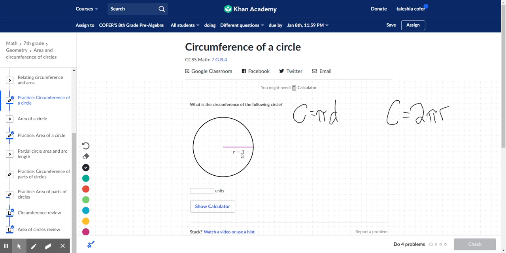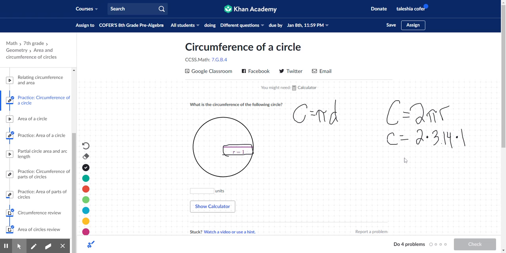I look over here and I see that they give me the radius right here. So I don't have the d, so I am going to use the one with the r for radius. Trying to find c, so I leave the c there. C is equal to 2 times, I know that pi is 3.14, times r, which is 1.